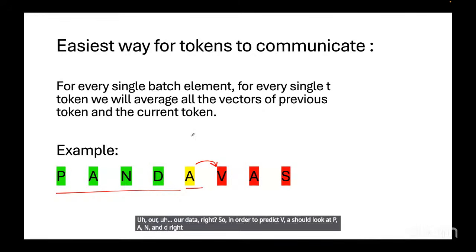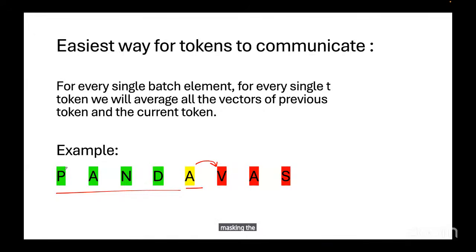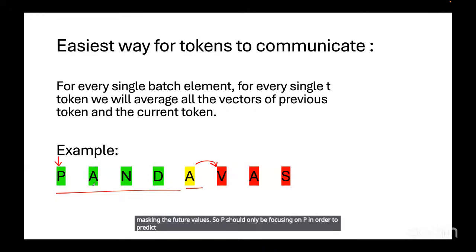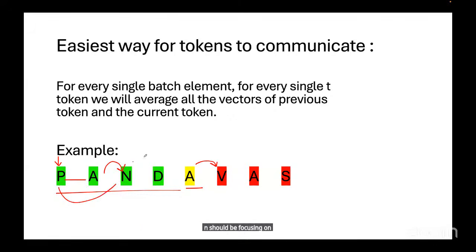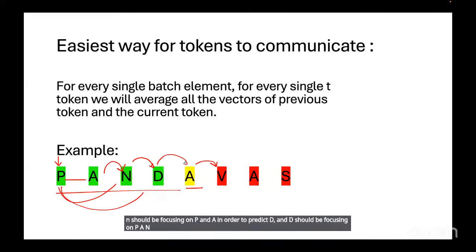So we are doing this by masking the future values. So P should only be focusing on P in order to predict A. A should be focusing on P in order to predict N. N should be focusing on P and A in order to predict D. And D should be focusing on P, A, N in order to predict A, and so on, right?